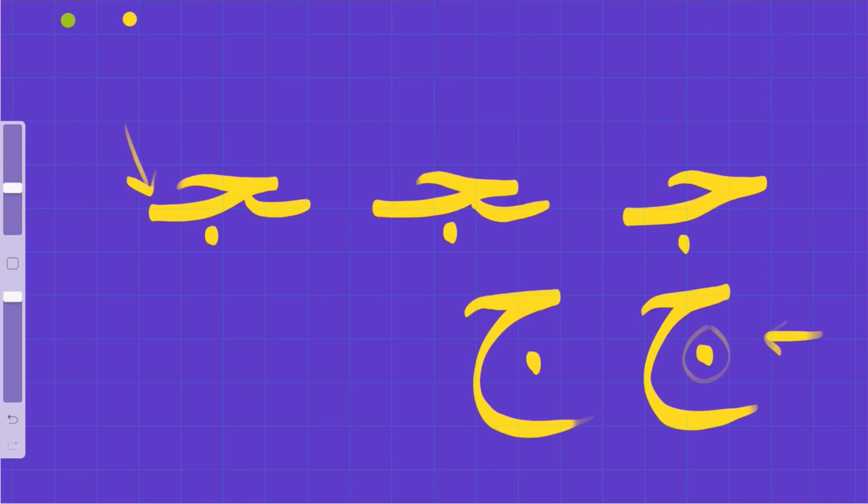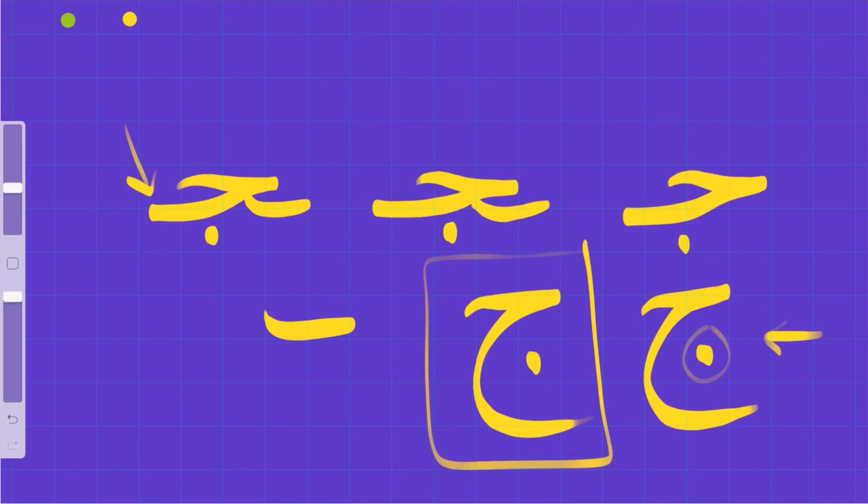What if it was at the end of a word? At the end of a word, it could be on its own like this, or it could be connected to a letter before at the end of a word, like this. This is the extension of the letter before, and then you start the JEEM letter, and this is the dot. Let's try that again.